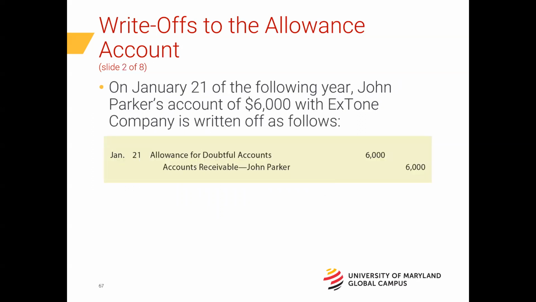Okay. So let's roll through a couple more examples. January 21, our customer, we wrote off their account because, hey, they're not going to pay us. So how do we write off their account? We debit allowance for doubtful accounts and we credit accounts receivable to reduce the receivable.